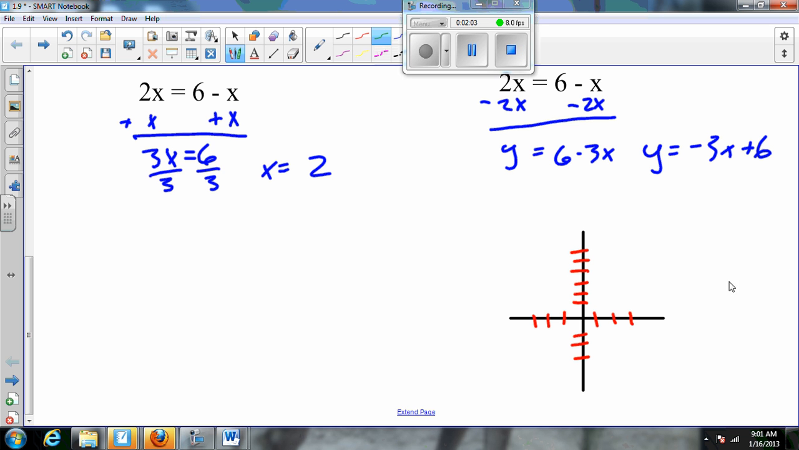And see what the x value is where y equals 0, which is on the x-axis. So we're at positive 6, down 3, right 1, down 3, right 1. So we see that we are crossing the x-axis at 2.